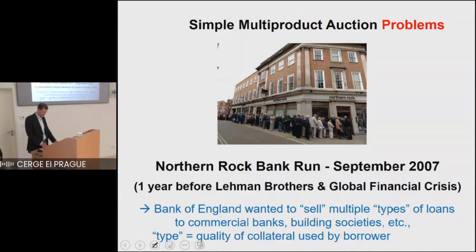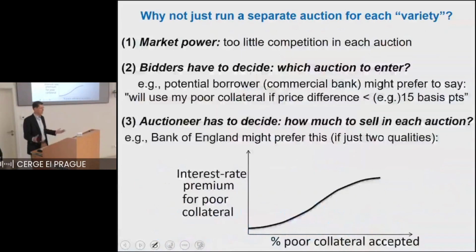A year later, I got a phone call from the US Treasury saying, could I help? How should you sell these different types in a way that was going to be efficient and not too costly to the central bank, or in the US case, the Federal Reserve? And so the obvious thing is just running a separate auction for each variety. So why might you not want to run a separate auction for each kind of loan?